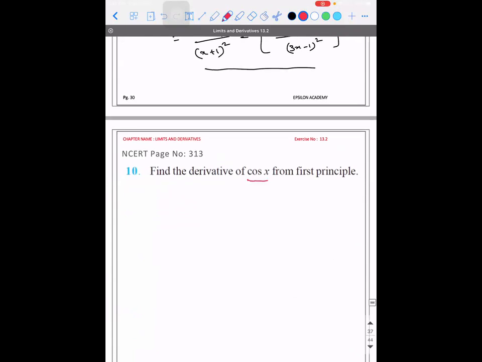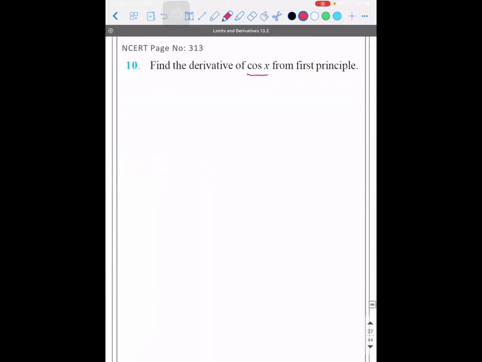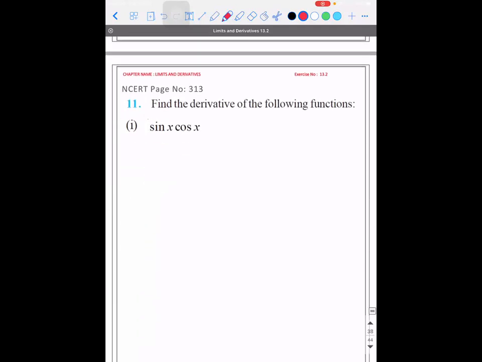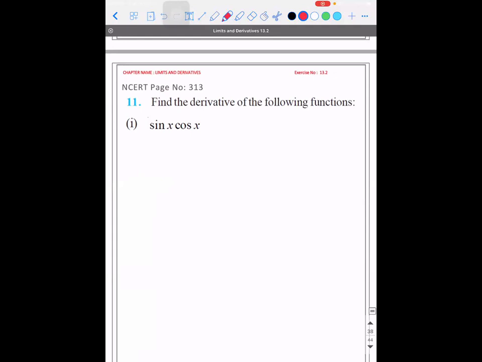Find the derivative of cos x. This we have already, from the first principle, this I have already proved. Find the derivative of the following function, sin x into cos x. So what is dy by dx? Sin x into derivative of cos x minus cos x into derivative of sin x. Correct? So sin x into, what is the derivative of cos x? Minus sin x. Minus cos x into derivative of sin x is cos x.